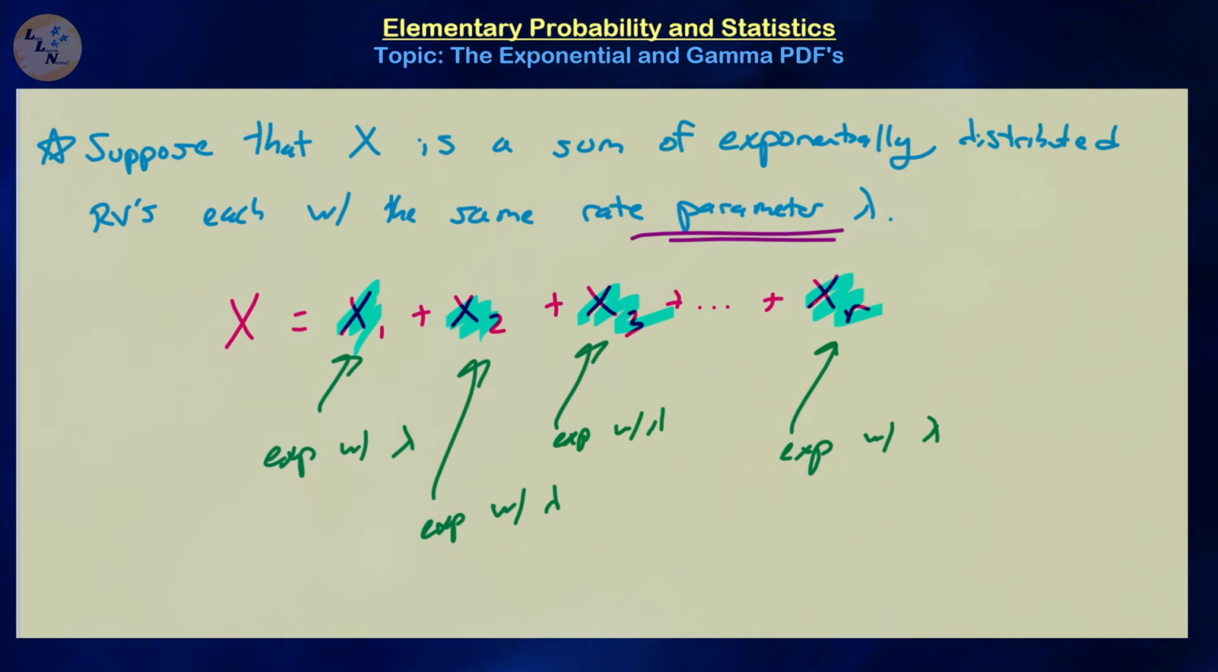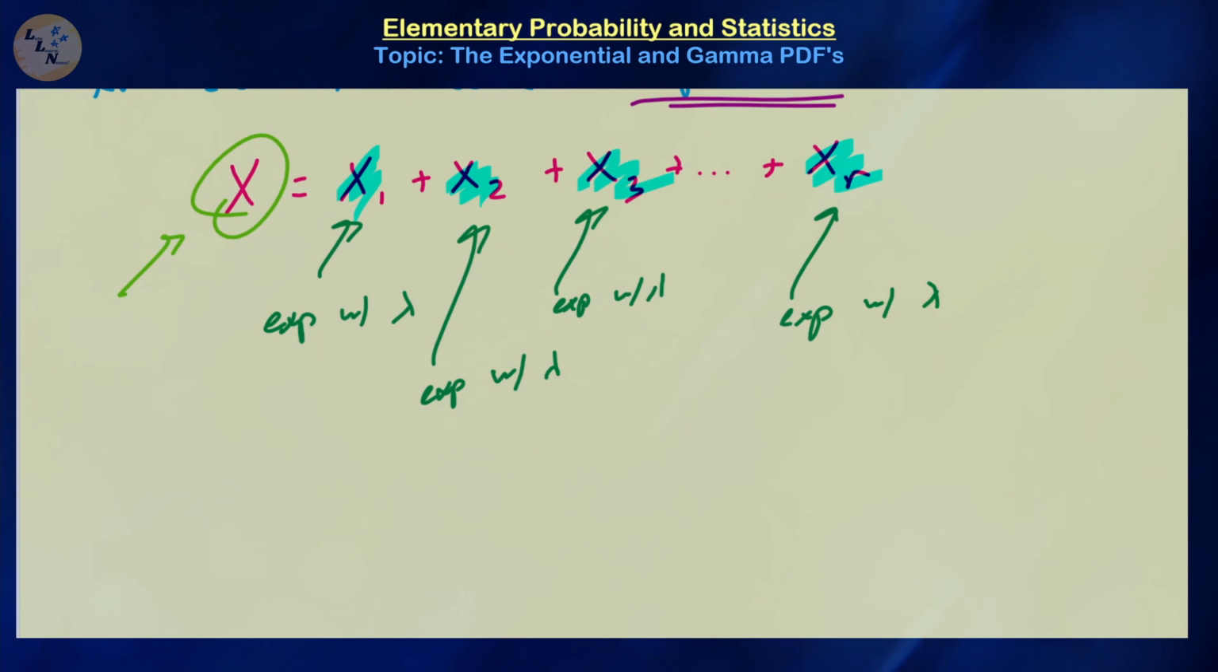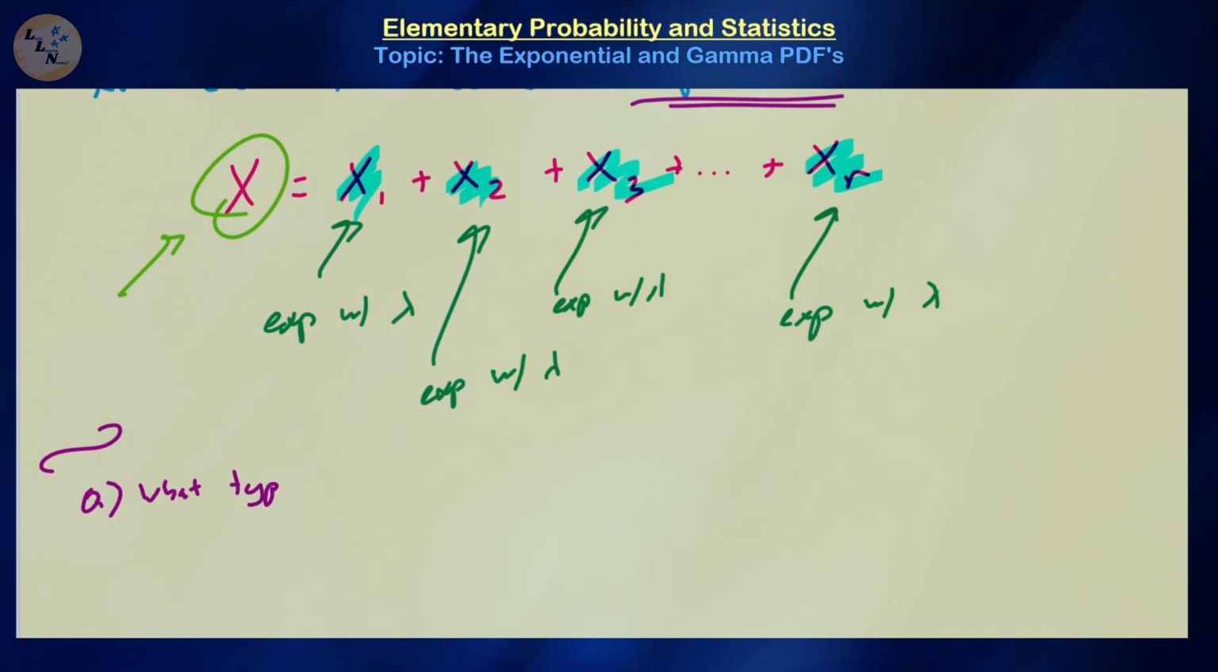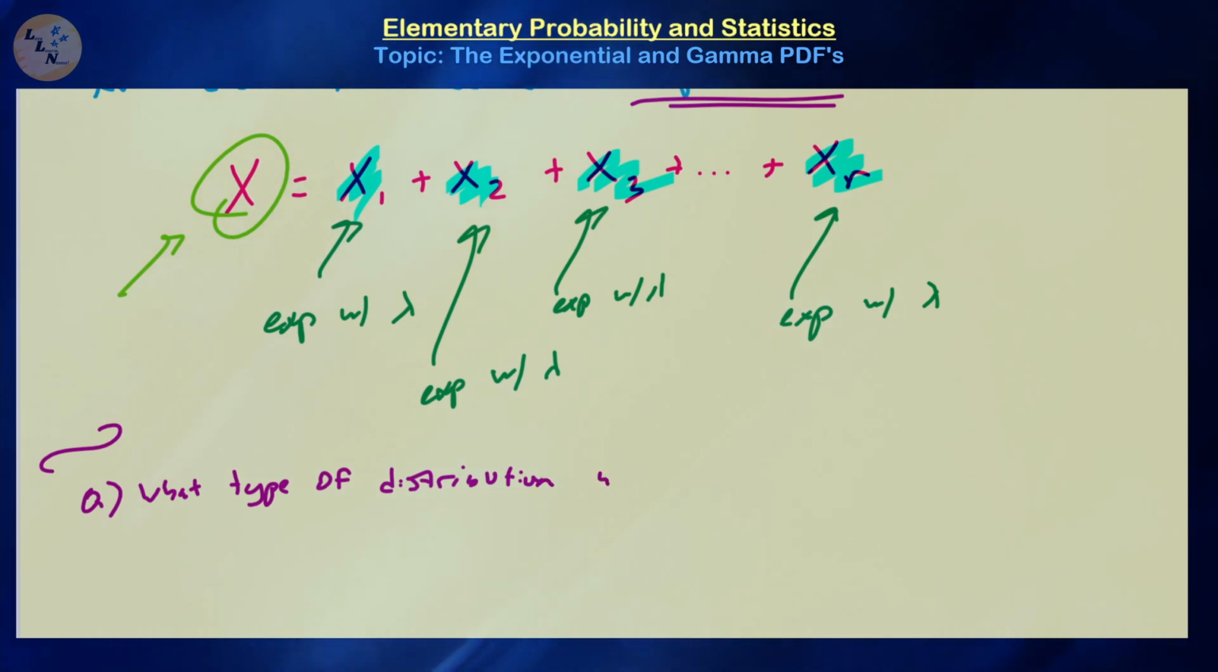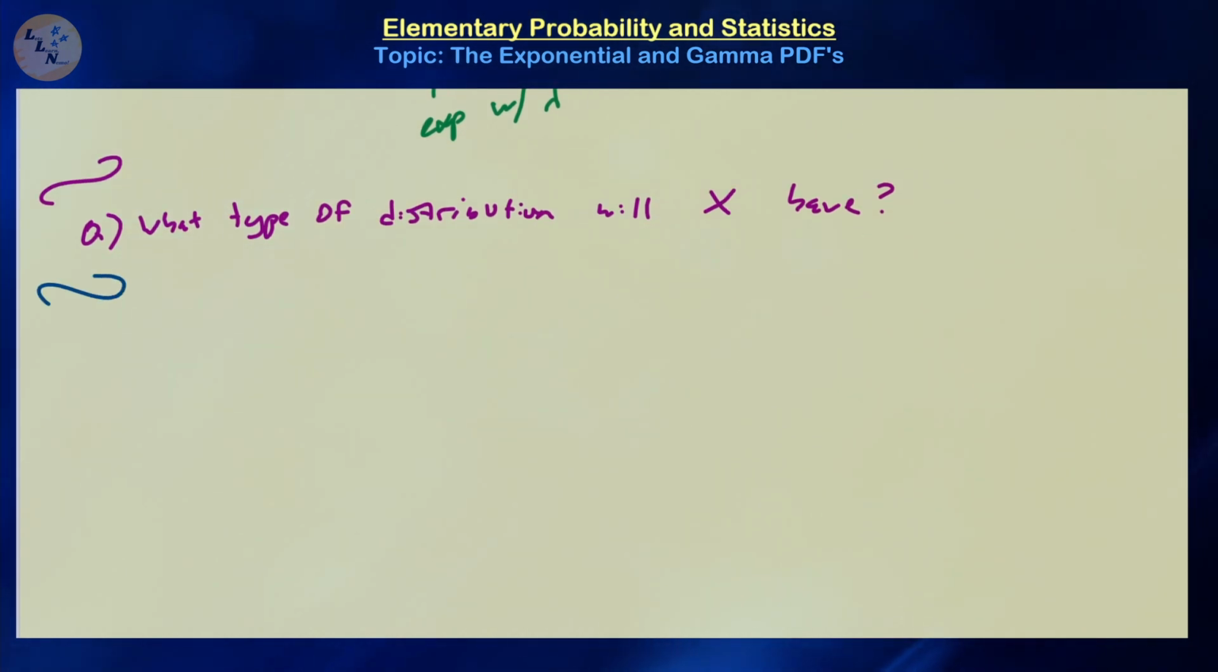What's the probability that that is the case, right? So if that is the case, then x would help describe the distribution of the total time that people spend in the grocery store. So one can ask, if x1 down to xr are all exponentially distributed random variables, what type of distribution will x have? Will it also have an exponential distribution? The answer is no. The name of its distribution is actually called a gamma distribution.